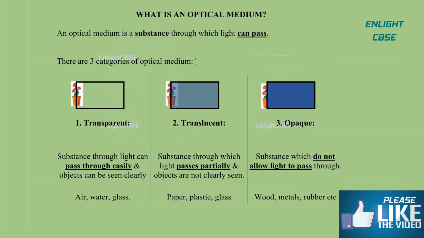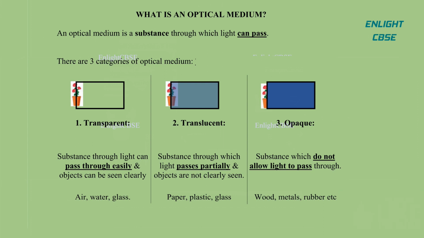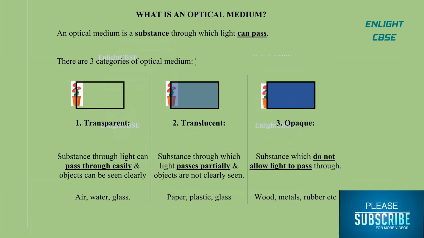What is an optical medium? An optical medium is a substance through which light can pass. There are 3 categories of optical medium: transparent, translucent and opaque. A transparent medium is a substance through which light can pass easily and objects can be seen clearly. E.g., air, water, glass. A translucent medium is a substance through which light passes partially and objects are not clearly seen. E.g., paper, plastic, glass. An opaque medium is a substance which does not allow light to pass through. E.g., wood, metals, rubber, etc.